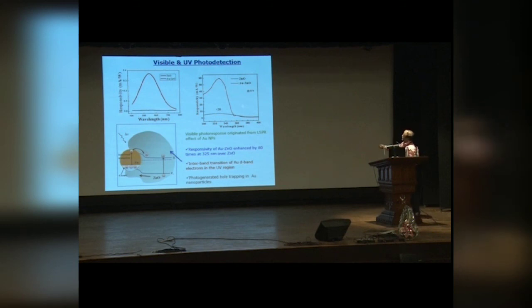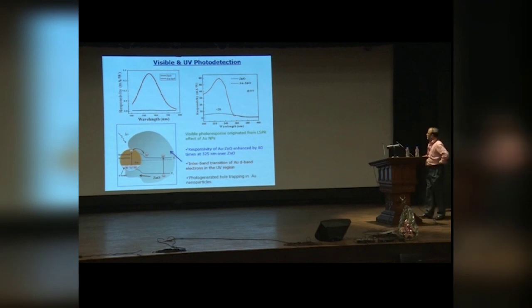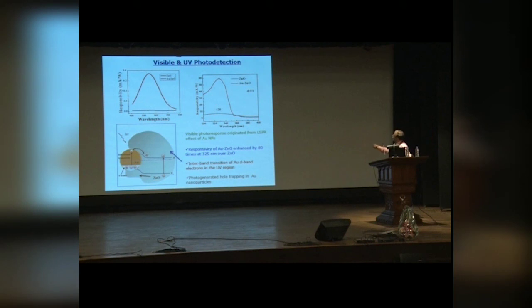What happens in the ultraviolet range, at the band edge of the zinc oxide? The thing is not known. Why should it change when you go from zinc oxide to gold zinc oxide? Because most of the absorption in zinc oxide is due to the band edge absorption. It's a direct band gap semiconductor.